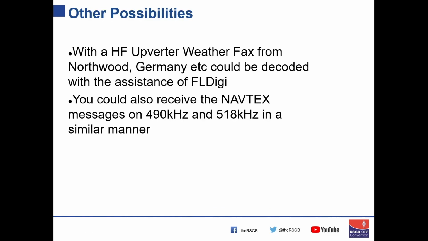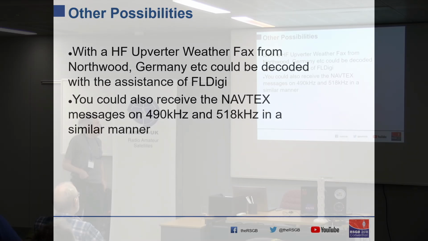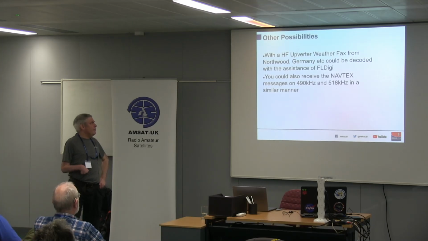Other possibilities, some of which I've done, some of which I haven't. With an HF upconverter, you could receive the weather faxes from Northwood in Germany. You'd want to use FLDigi with that, and you just connect FLDigi to your virtual audio cable. You can also receive the DAF text messages on 490 kilohertz and 518 kilohertz in a similar manner, and I have done that.